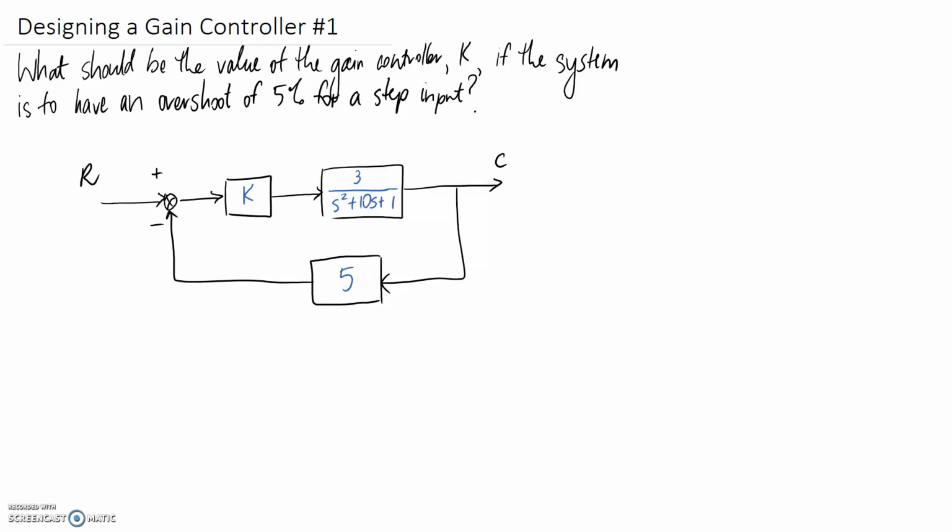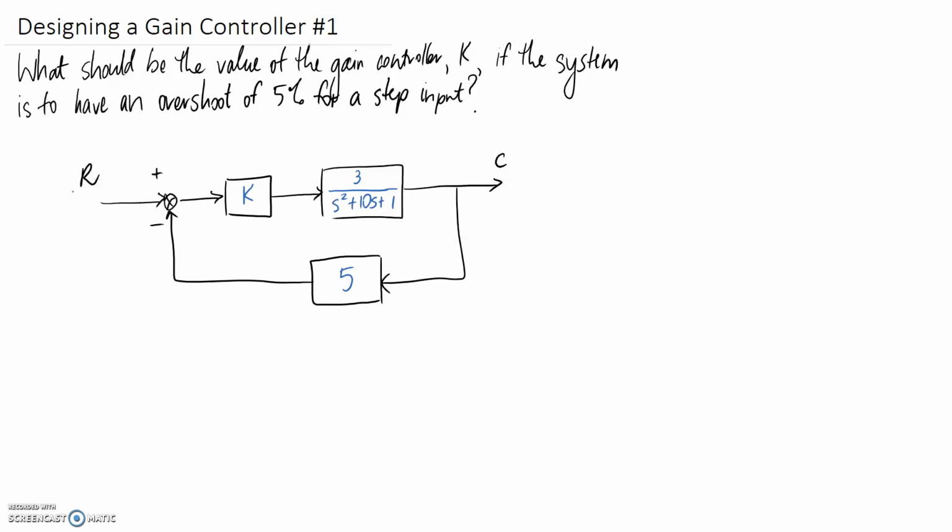So for this question, we're asked what the value of the gain controller, K, should be if the system is to have an overshoot of 5% and it's for a step input. So what we're going to try and do is get the overall transfer function for this system. So that's like C divided by R.